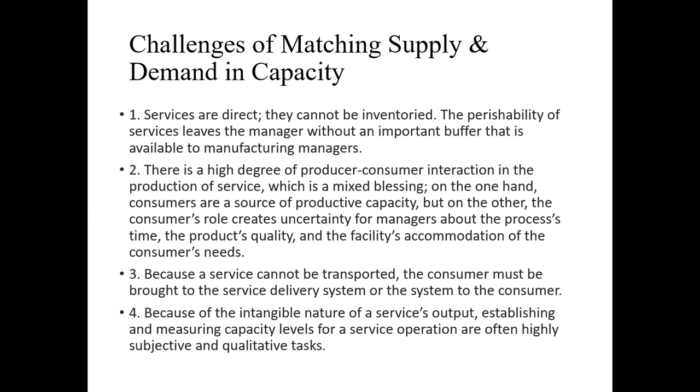Now, the fourth one, because of the intangible nature of service output, establishing and measuring capacity level for service operations are often highly subjective and qualitative tasks. So these are the major challenges faced when we are matching supply and demand in capacity.